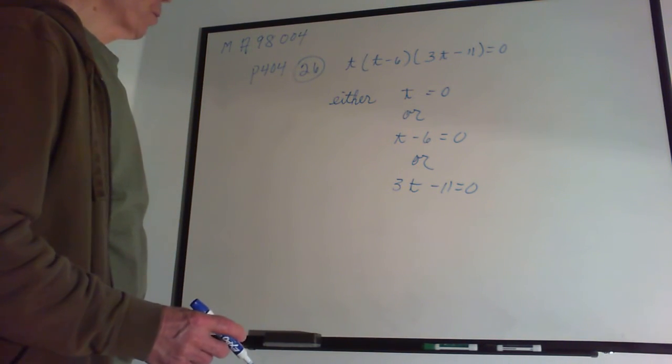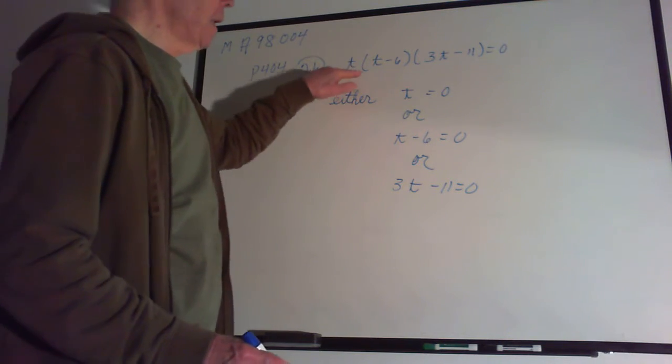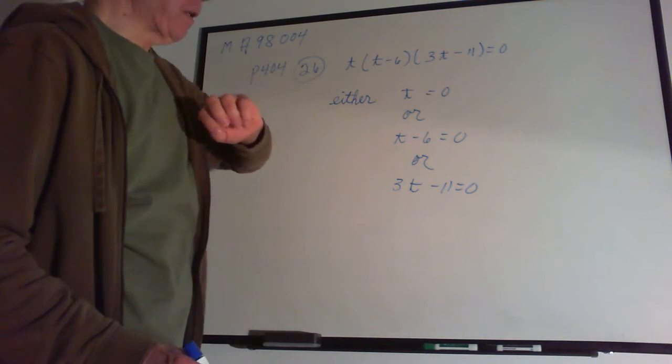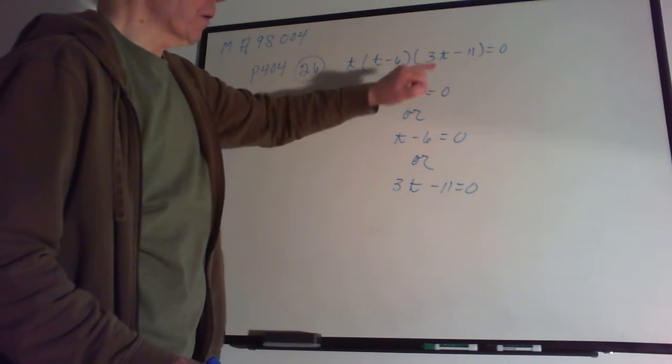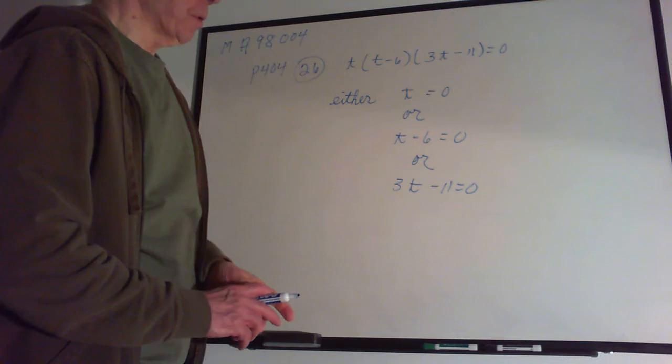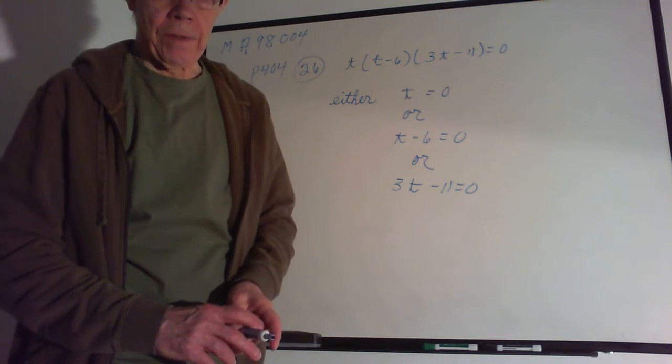Page 404, number 26. If this expression is equal to 0, then either t is 0, or t minus 6 is 0, or 3t minus 11 equals 0. All right, go ahead and solve it and see what you get.